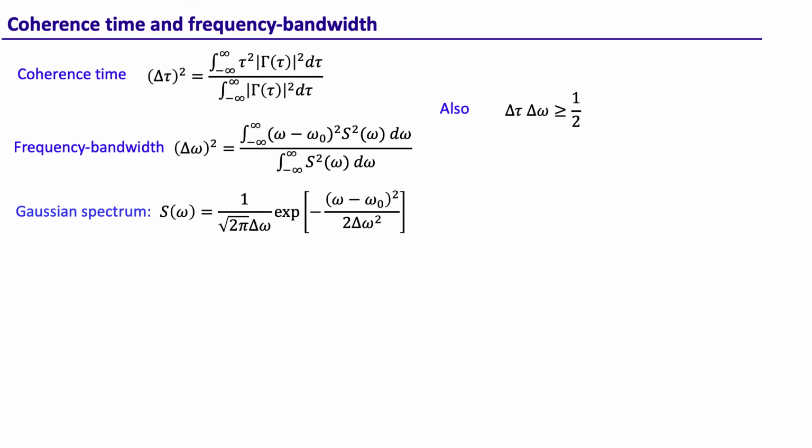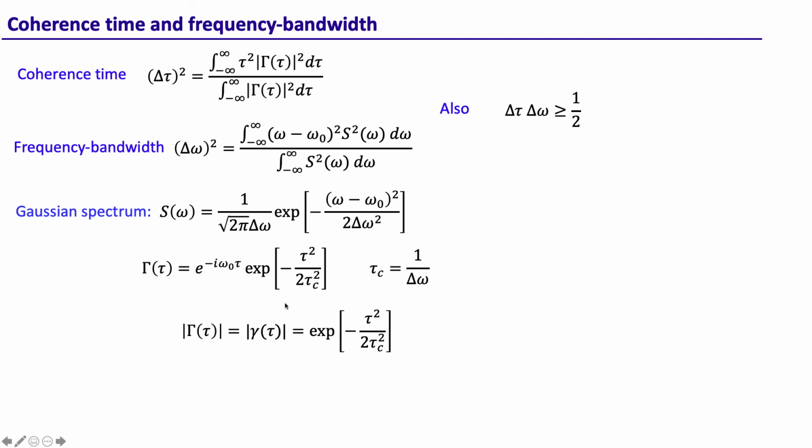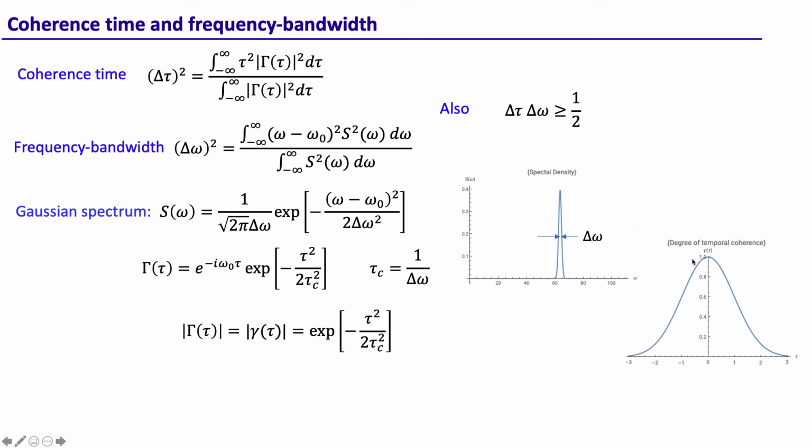Now let's look at the Gaussian spectrum that we just had. For this, the correlation function had this form, and the degree of correlation function has this form. So for this Gaussian spectrum, the spectral density is this, and this was our degree of coherence function. This quantity, the half width here, is the frequency bandwidth, and the half width over here is our coherence time for this particular spectrum. So for this spectrum, we can very nicely define the coherence time and also the frequency bandwidth.